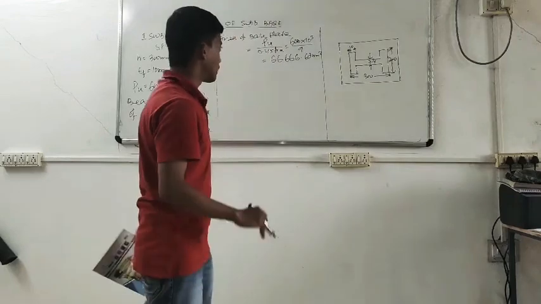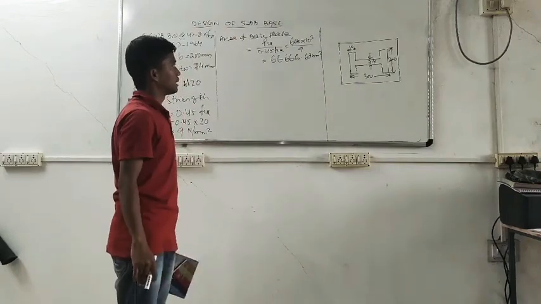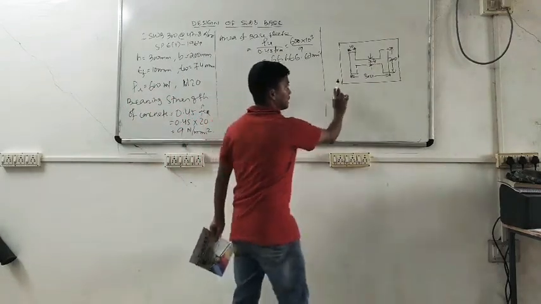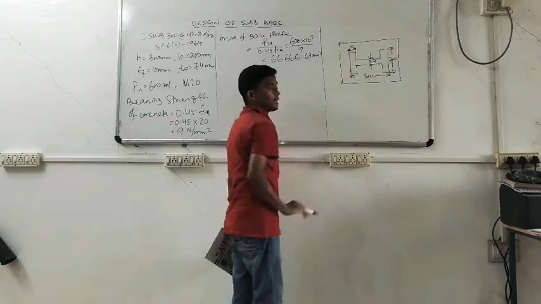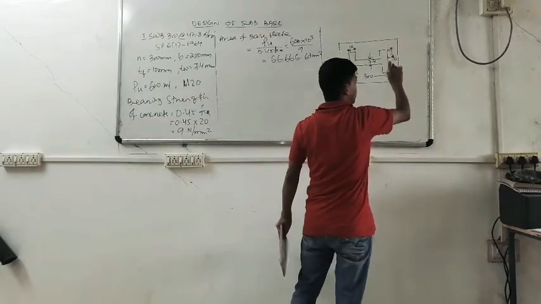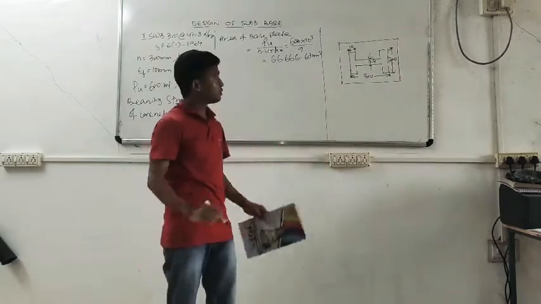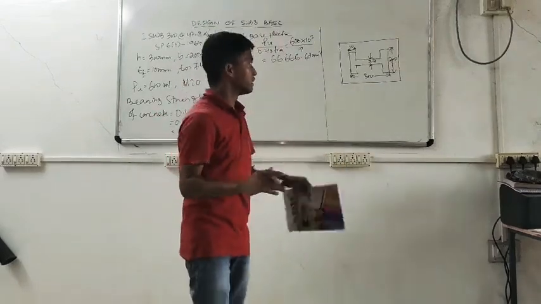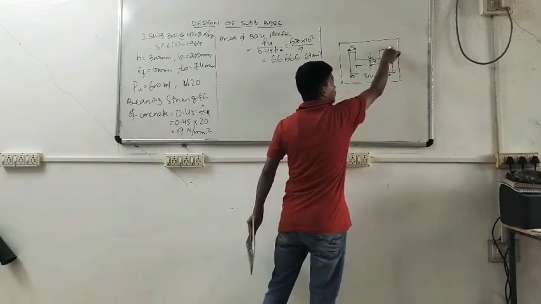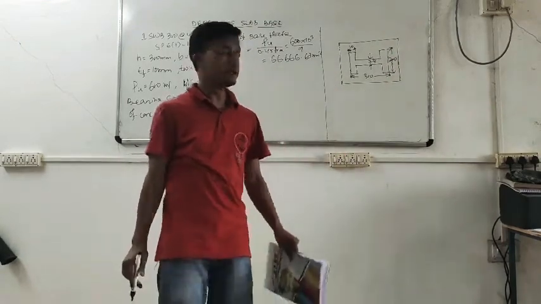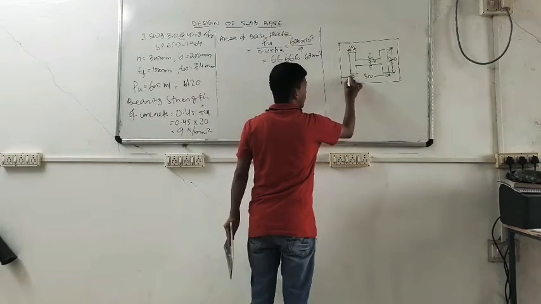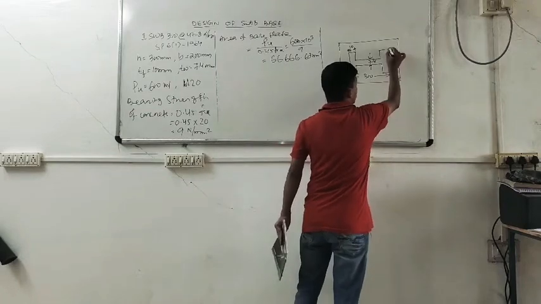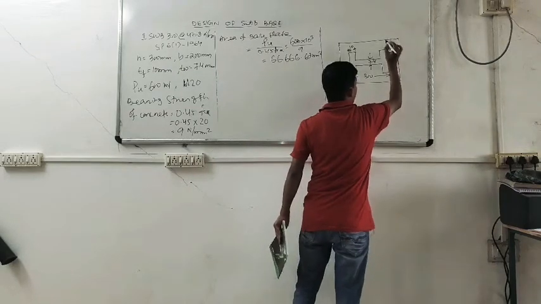For calculating the area of the base plate, you have to look at the structure. In this direction the length is 300 and in this direction the length is 200. We can assume the base plate in such a rectangular manner that on both sides we get equal projection. Suppose I assume the projection on this side is 20 and the projection on this side also 20.